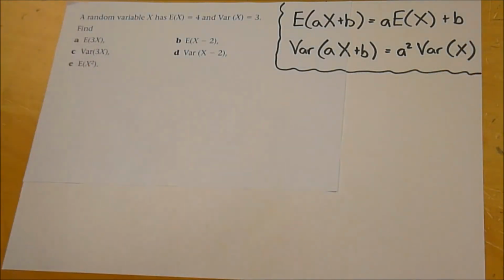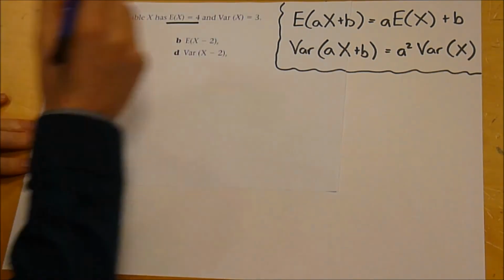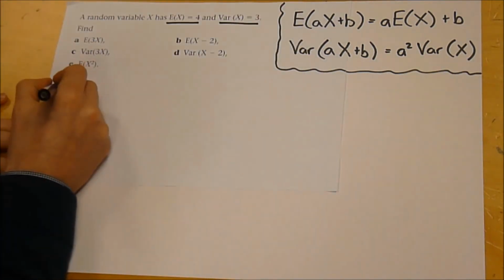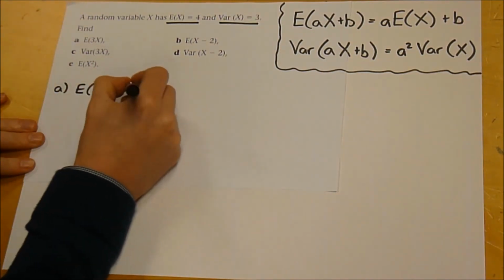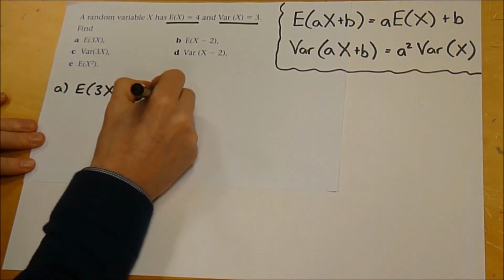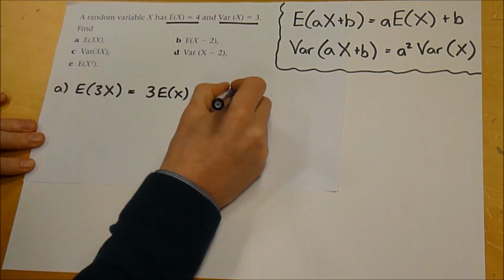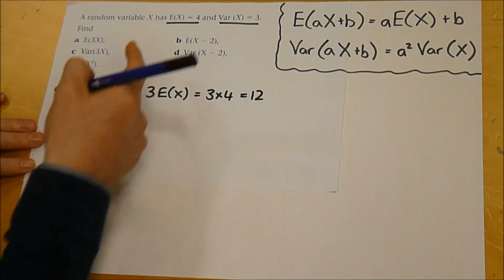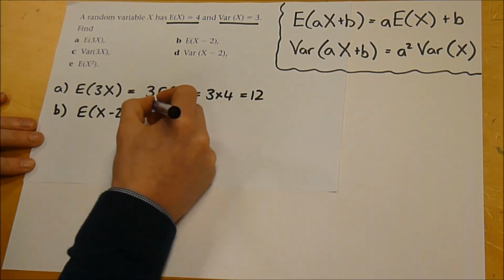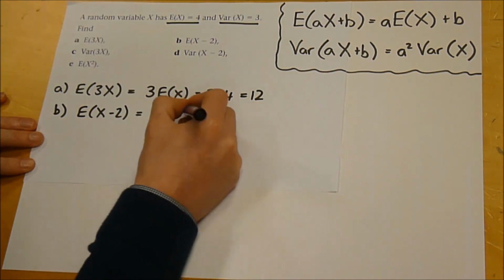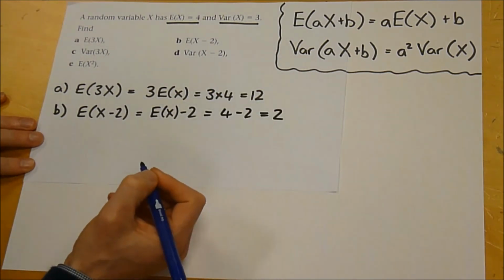Okay, so let's have a look at these 5 parts. We know that the expected value of x is 4 and the variance of x is 3. Part A wants us to find the expected value of 3 lots of x. Using this, that would just be 3 lots of the expected value of x, which is 4. So 3 times 4 gives us 12. Part B. If we want to find the expected value of x minus 2, that's just the expected value of x minus 2, which is 4 take away 2, which is 2.